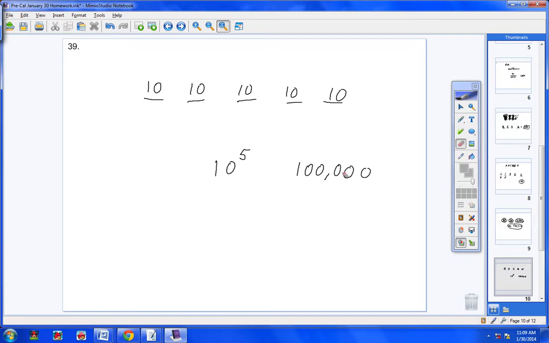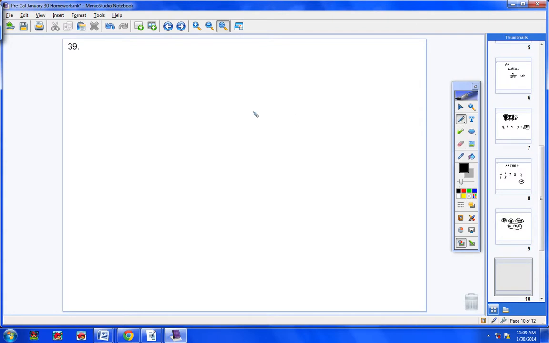Okay, now let's take a look at letter B. Letter B reads, if each post office has its own zip code, how many post offices would there be? Well, that's easy. We just said there's a total of 100,000 zip codes, and if each zip code had one post office, then that means there would be 100,000 post offices. So that part there is pretty simple.